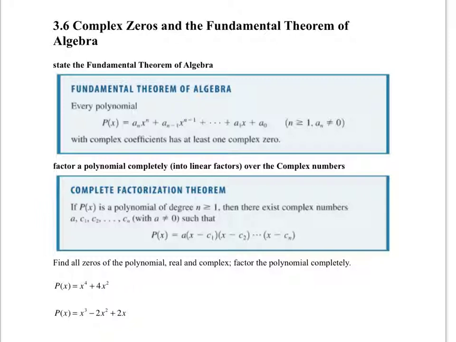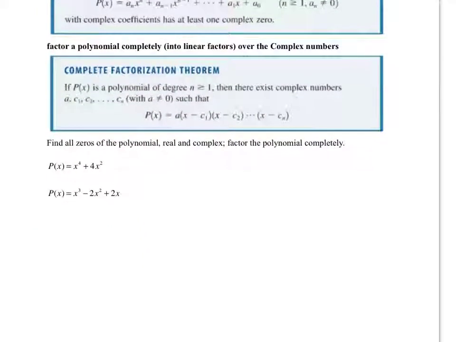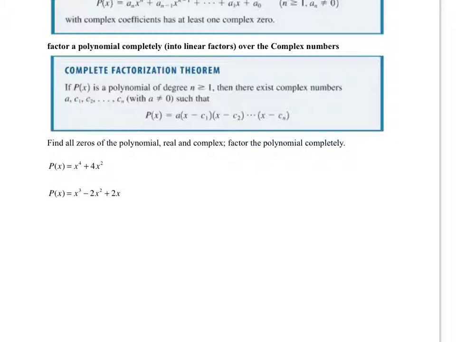The complete factorization theorem says that we can factor any polynomial into linear factors. So each of these is a linear factor because the x in there is degree 1. So we use all the techniques that we've been studying to find all the zeros of a polynomial. And the zeros of a polynomial are just the values of x that make the polynomial equal 0. So we take the polynomial in the first instance, x to the 4th power plus 4x squared, set that equal to 0.